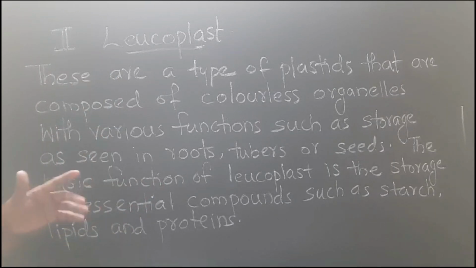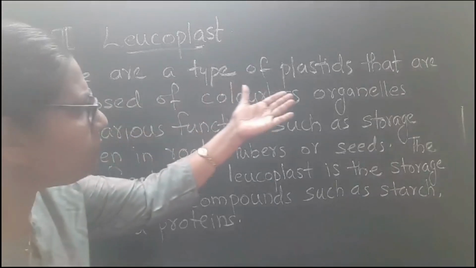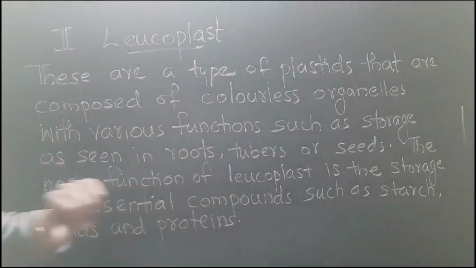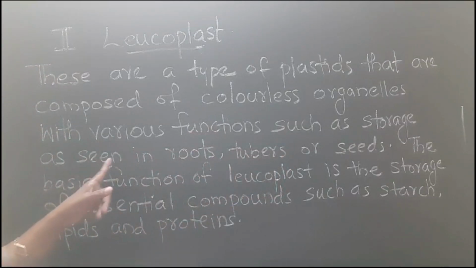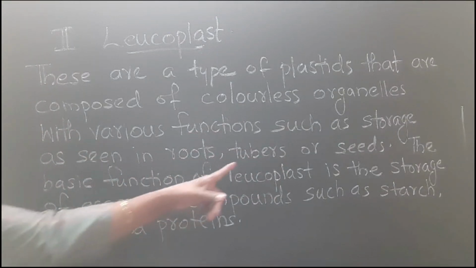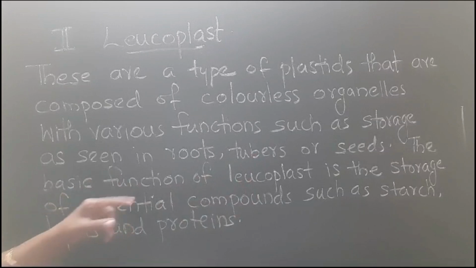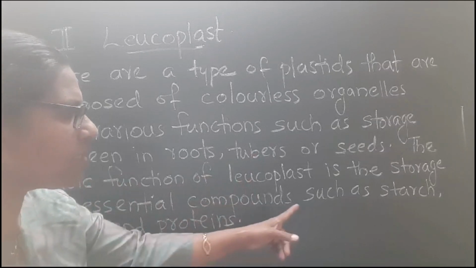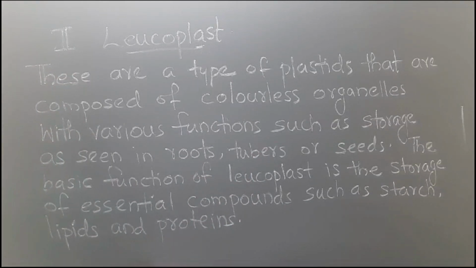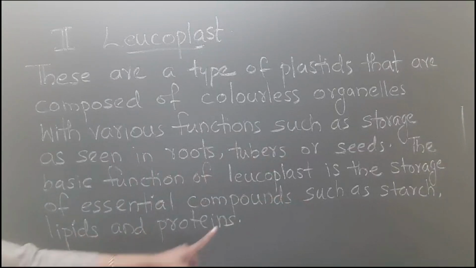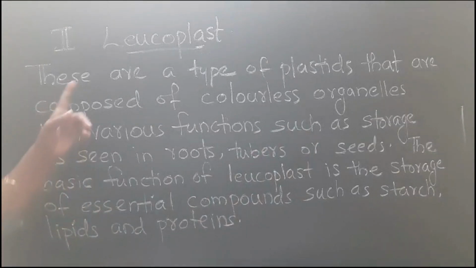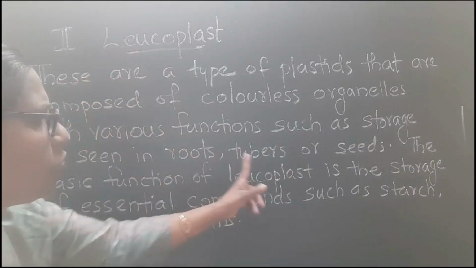Now here it says leucoplast, it is colorless. It doesn't have any color, it is white. These are a type of plastids composed of colorless organelles with various functions such as storage, as seen in roots, tubers or seeds. The basic function of leucoplast is the storage of essential compounds such as starch, lipids and proteins. Mostly we find this leucoplast in roots, tubers and seeds. Why? It needs to store starch, lipids and protein in the roots, tubers and seeds. That's the reason we find leucoplast in roots, tubers and seeds.